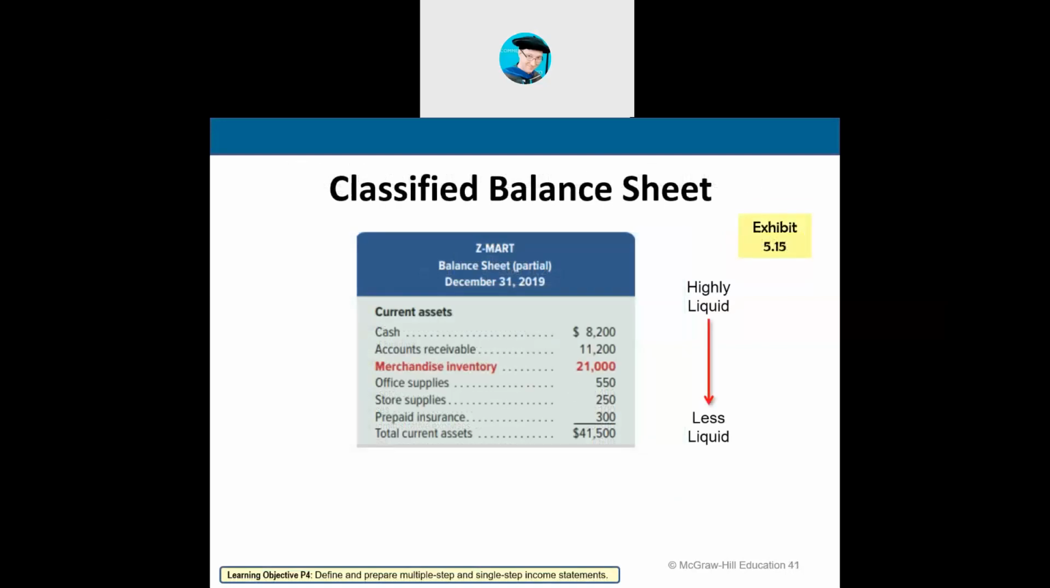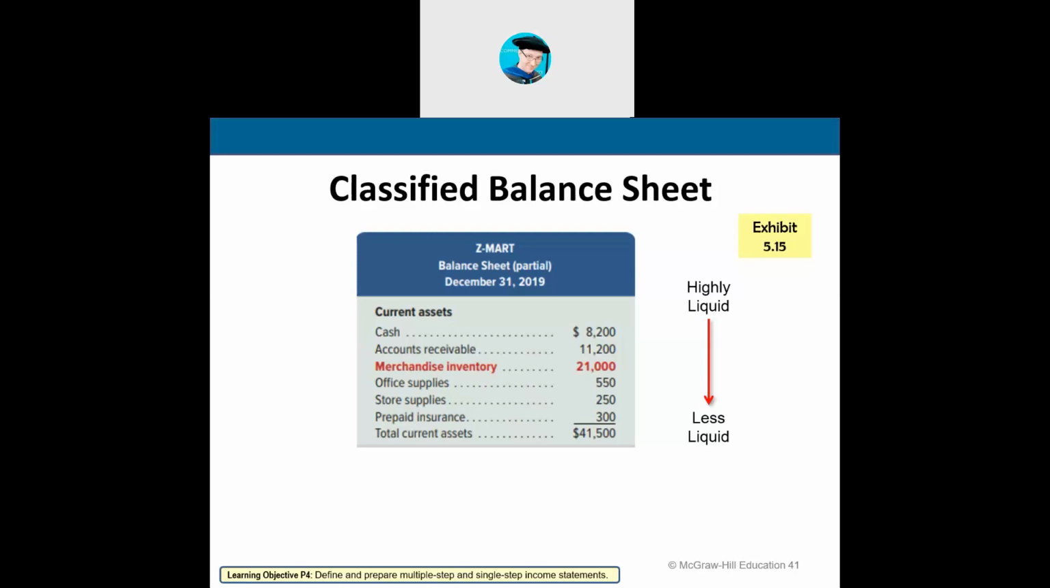Your balance sheet is always organized in the order of liquidity. Assets equals liabilities plus equity. We know that total assets, total liabilities, total equity, they all show up on your balance sheet. Each category on the balance sheet, assets, liabilities, equity, is organized by what we call liquidity. Liquidity simply means the ability to convert something into cash.